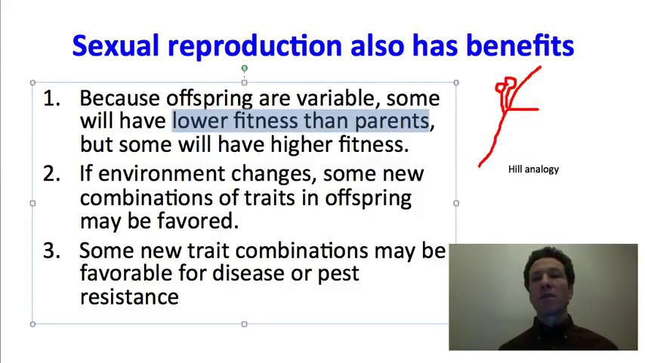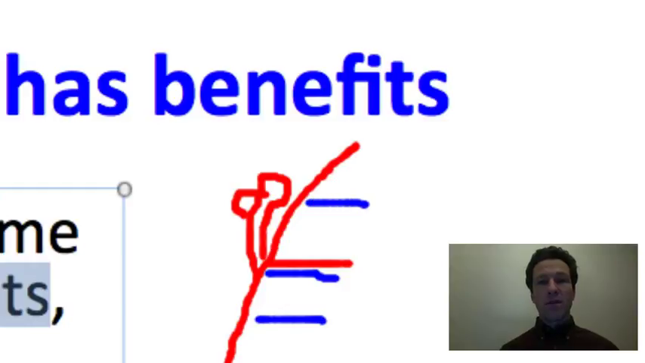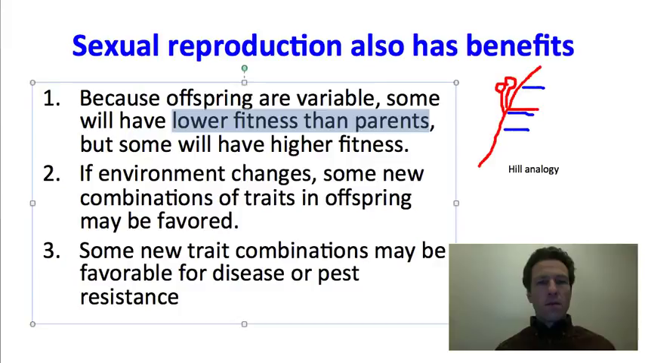If the plants reproduce sexually, then some of those offspring will have about the same fitness. Some of them will have lower fitness, which is bad, but some of them will have higher fitness. So these plants higher on the proverbial hill have higher fitness.